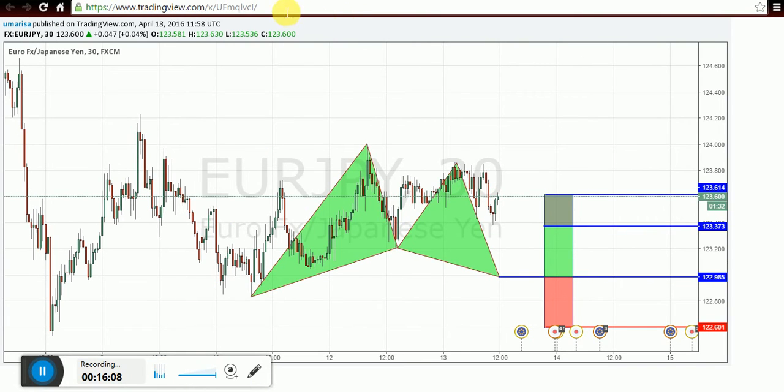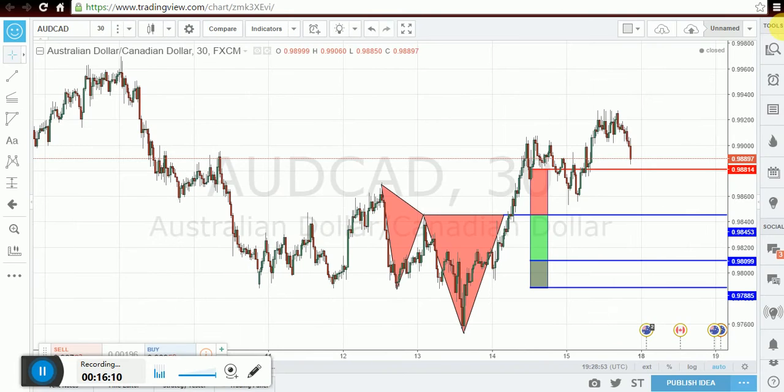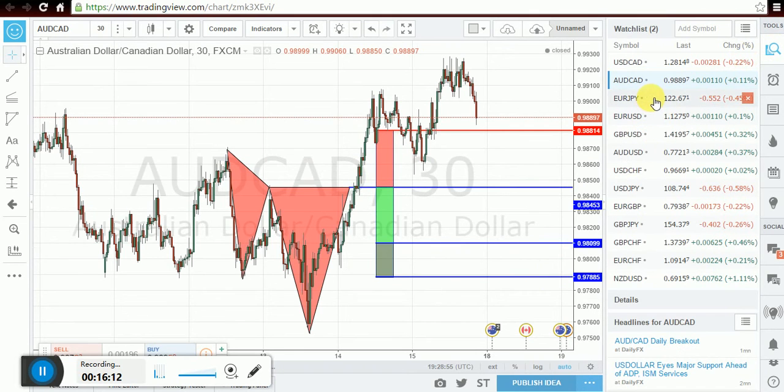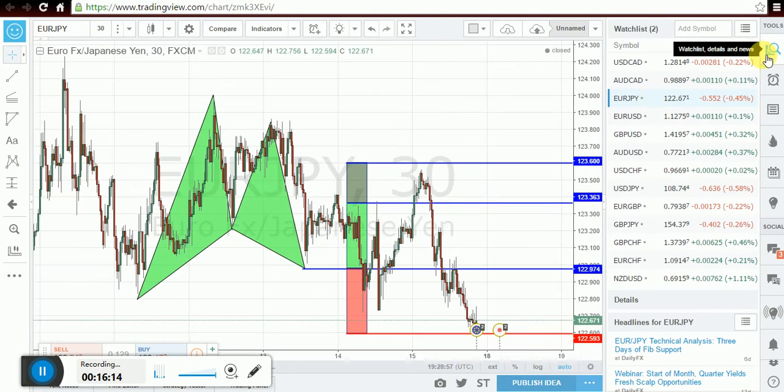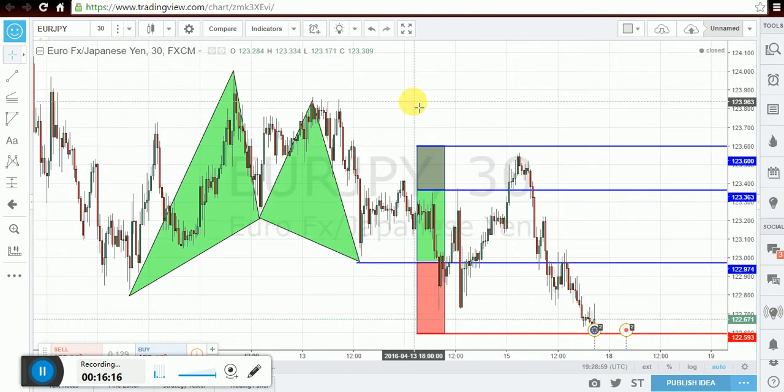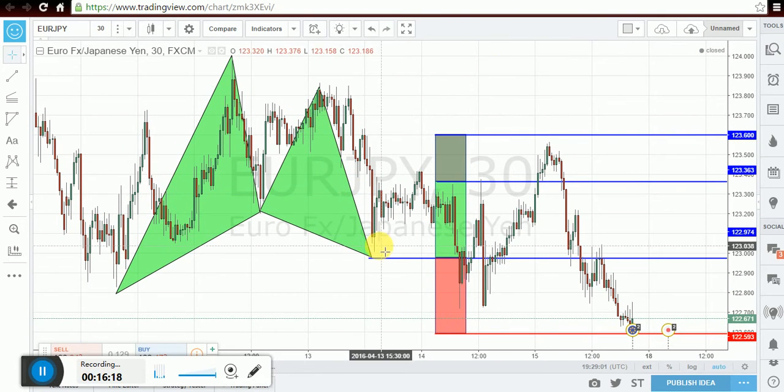And then we had a target one win on the Euro Yen. It was a bullish Gartley pattern. So going back again to the Euro Yen chart, there it is. The market came back and triggered our entry. We went more than halfway through our stop loss, and then the market rallied and gave us a target one winner. Then it went back down and took us off at break even for our second target.